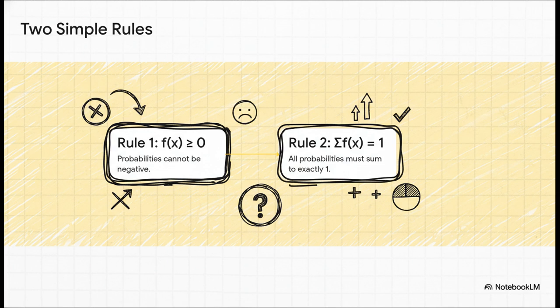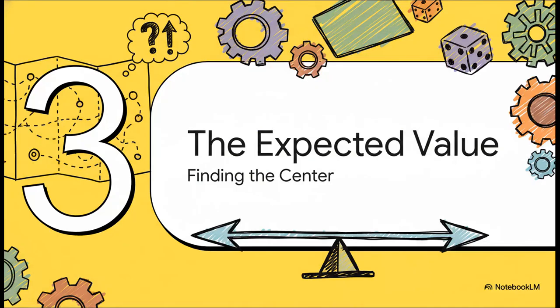And second, if you add up the probabilities of every single possible thing that could happen, they have to add up to 100%, or exactly 1. Makes sense, because something has to happen. Okay, so now we have our map of all the possibilities. But if you had to put your money on a single number that represents the average over the long haul, what would it be? For that, we need something called the expected value.